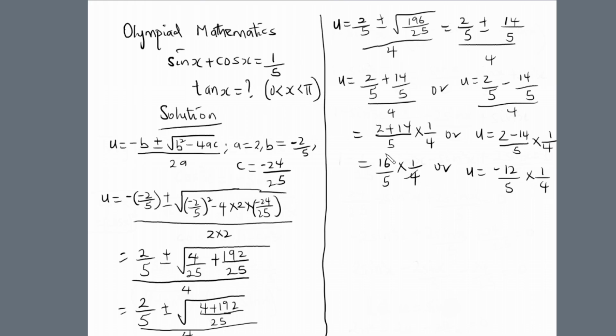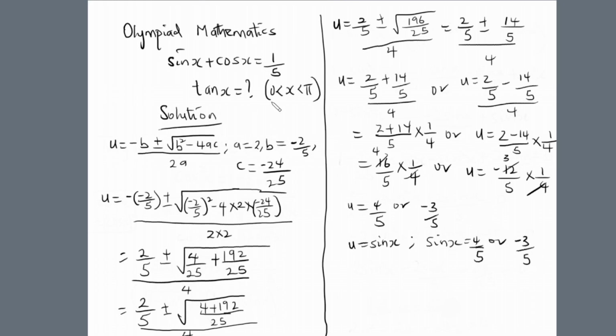So this 4 is going to cancel out this 16, we have 4 here. And then u will be equal to 4 over 5. Or if this cancels out this, we have 3. That's u is equal to minus 3 over 5. So we have two values of u. Remember that u is equal to sine x. I hope you didn't forget. So it means that sine x is 4 over 5, or sine x is minus 3 over 5.